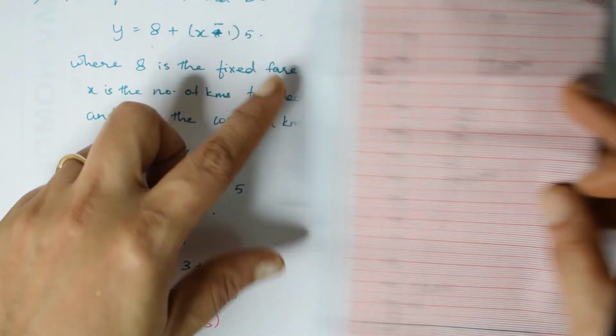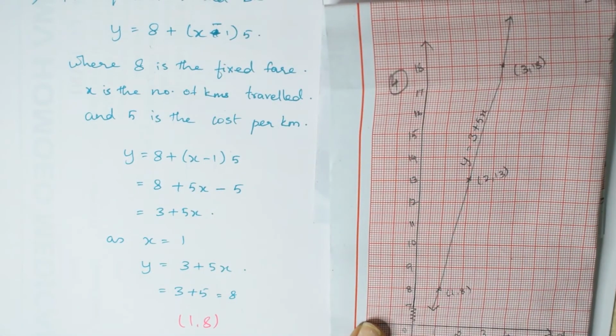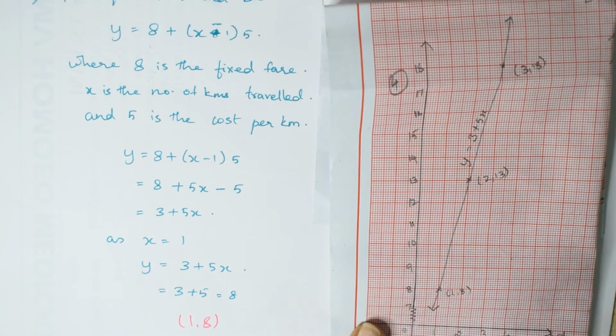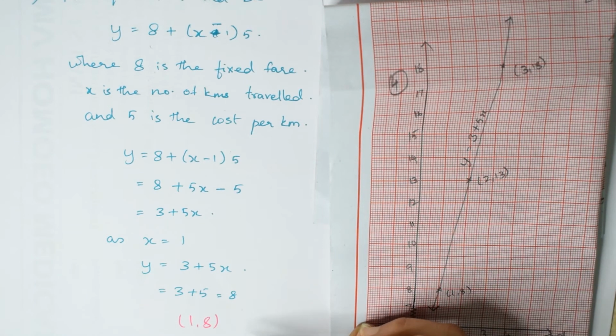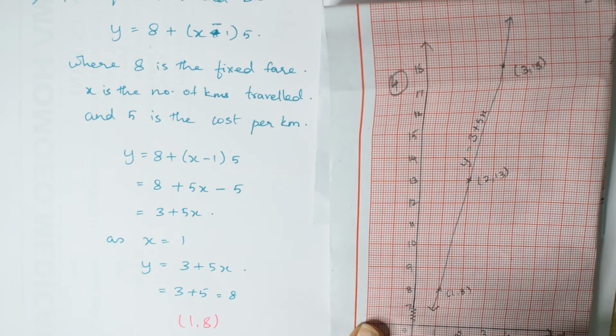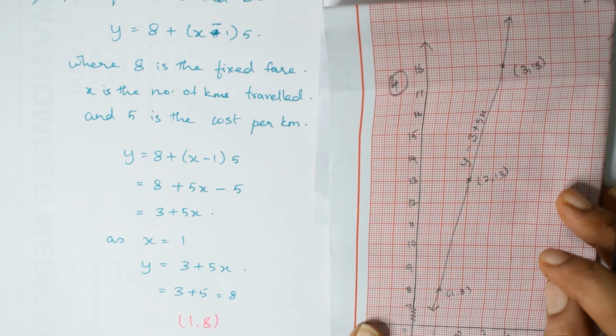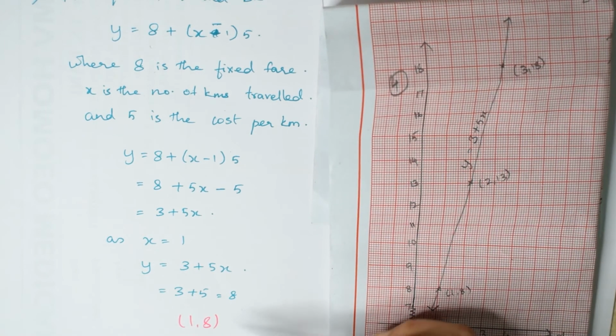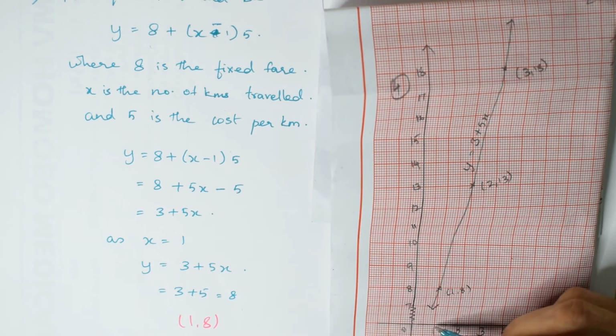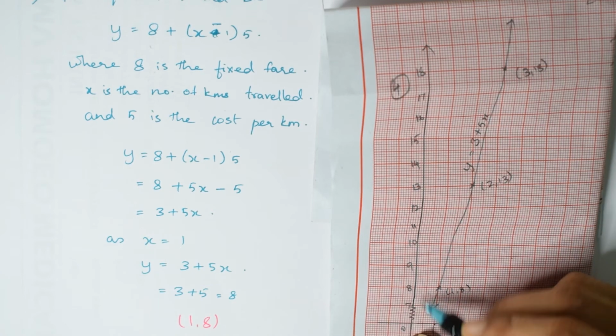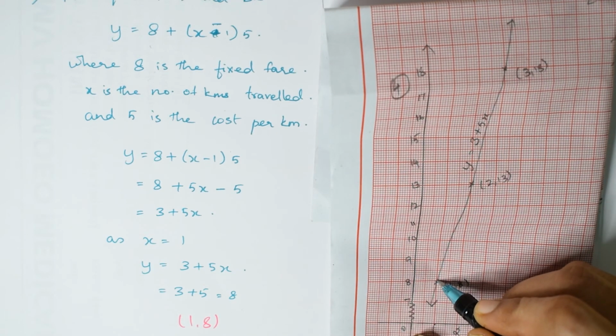And now I have plotted the points. I have changed the color of the points so that you won't miss any point. If you are not allowed to use 2 different colors on an answer paper, you can draw a tabular column, mark all the x values in one line and all the y values in one line, and then mark them on the graph paper. The first point is 1, 8: 1 on the x-axis and 8 on the y-axis. So this makes the first point.